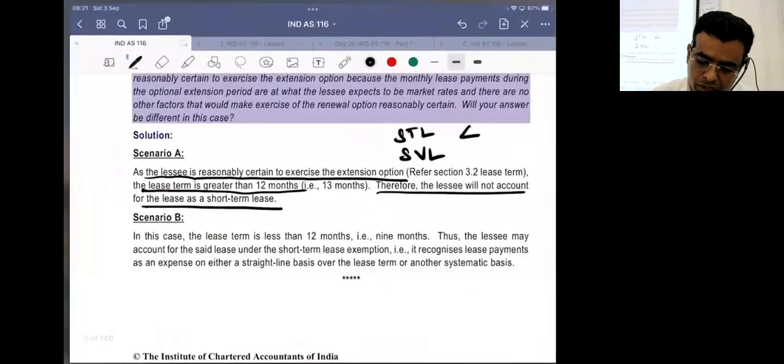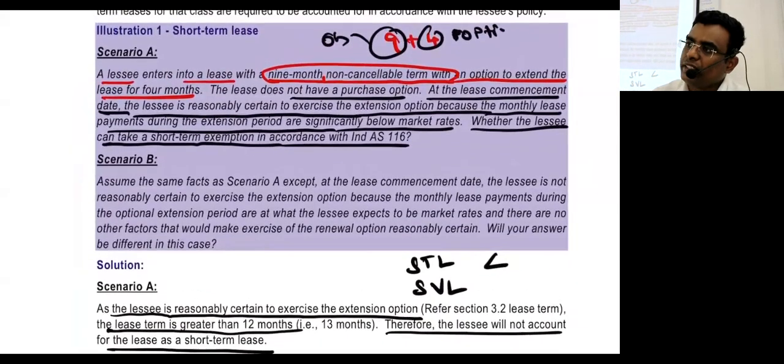Here, option to take 4 months. So 9 months plus 4 goes beyond 12 months. Then can the short-term option be given? It cannot. Up to 12 months only can the short-term lease option be given. I hope you understood now.